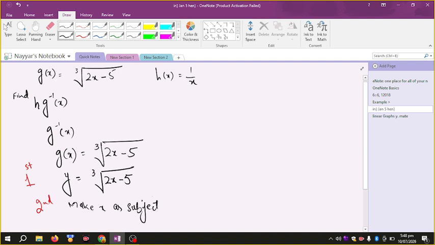You know that for making x the subject, there is this cube root. I need to omit this cube root. So whenever you have to omit the cube root, you have to take the cube. You need to take the cube to omit this cube root. So I can write it down like this.